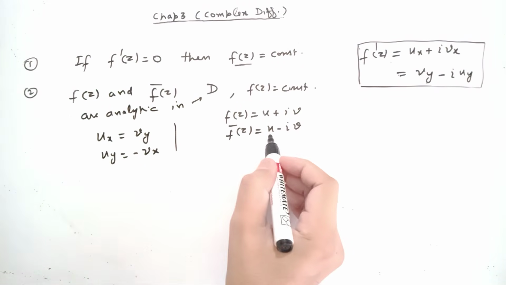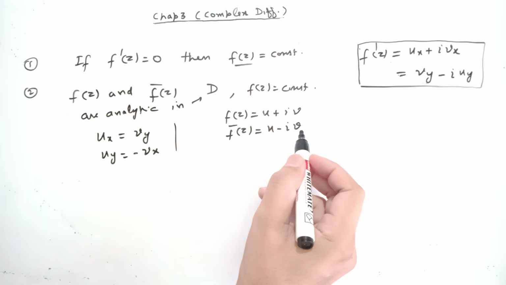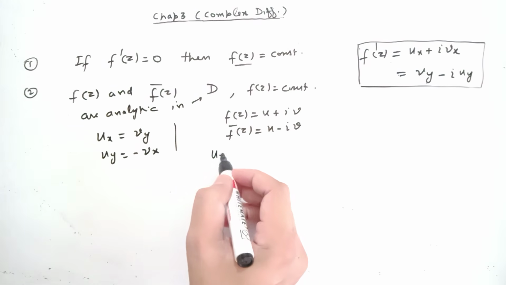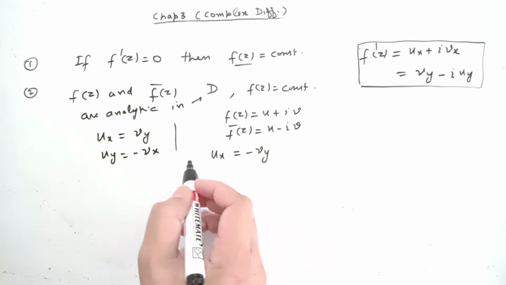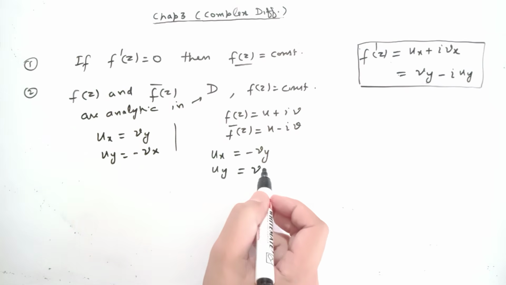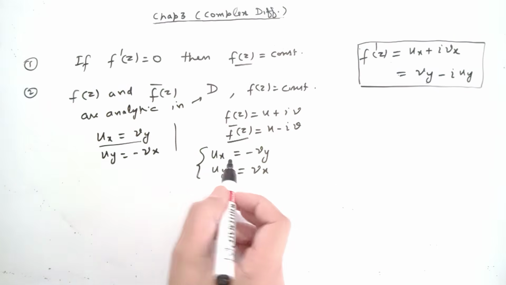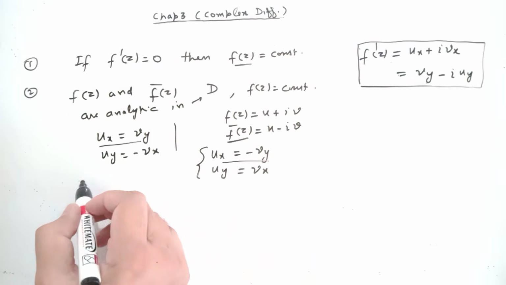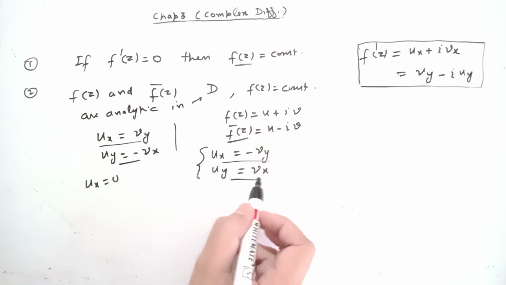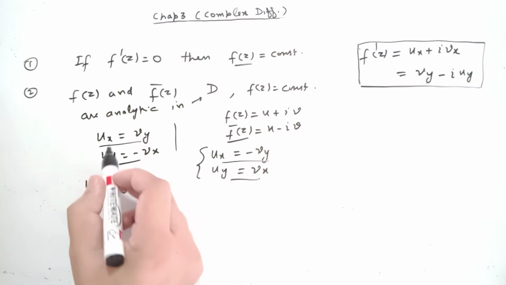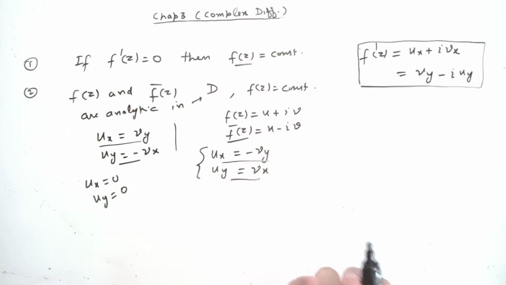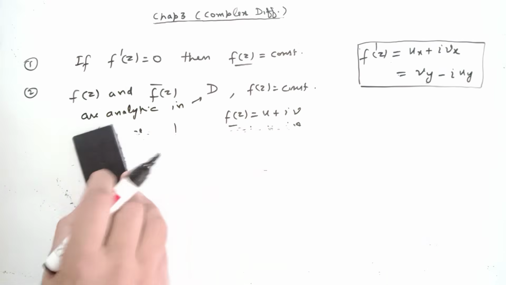So what are the CR equations for this? u is u, but v is replaced by minus v in these results. So you can write ux equal to minus vy and uy equal to plus vx. These are the CR equations for f bar z. Now if I add these two, what do I get? 2 times ux equal to 0, so ux is 0. Likewise, I can add these two to get uy equal to 0. Once ux, uy are 0, vx, vy are also 0. So you can say that f(z) is constant. So if f(z) and its conjugate both are analytic in a domain D, then f(z) is constant. You understand this now?